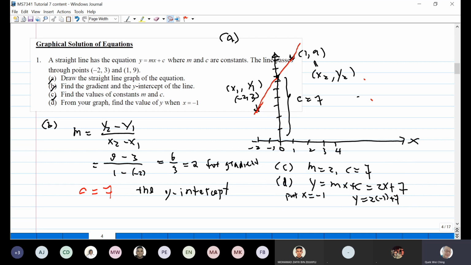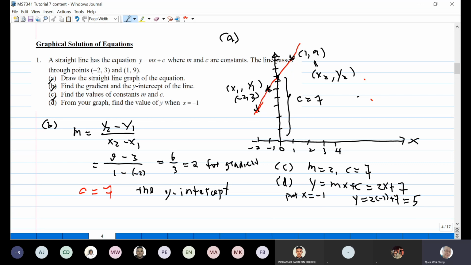Okay, so from here you get y equal to 5. So when x equal to -1, y is equal to 5. You can check whether your graph is correct or not. When x equal to -1, counting 1, 2, 3, 4, 5 somewhere here. Correct, right? From the graph you can see that it's -1, 5. So the answer is y equal to 5.